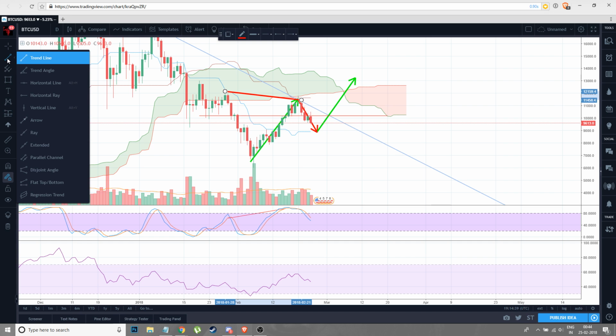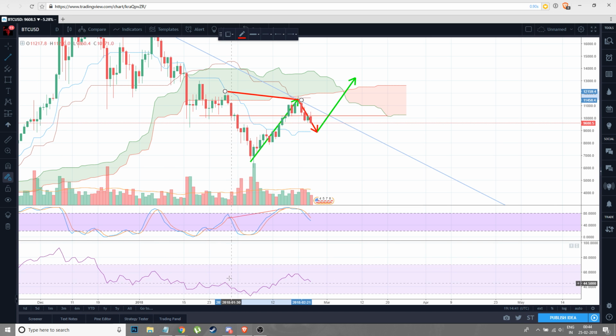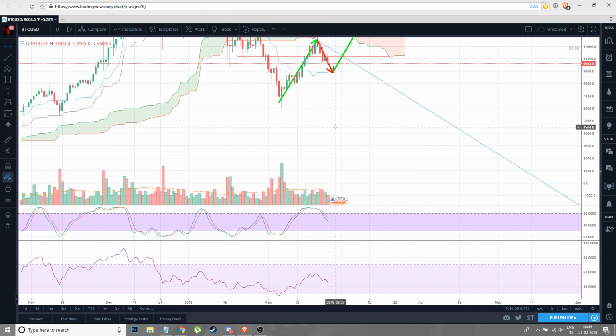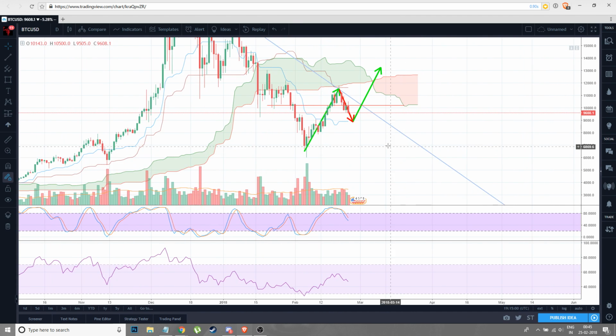So this divergence indicates that there is a high likelihood that we will see a lower low on the daily chart, because that's what typically happens when you have bearish divergences. The move down, unless there is an untimely reversal, tends to see a lower low, right? And where would that lower low be?